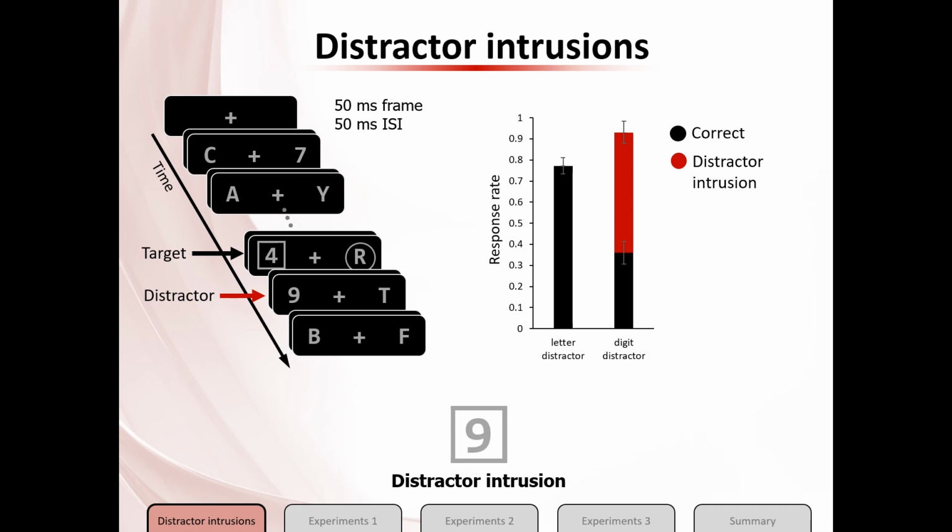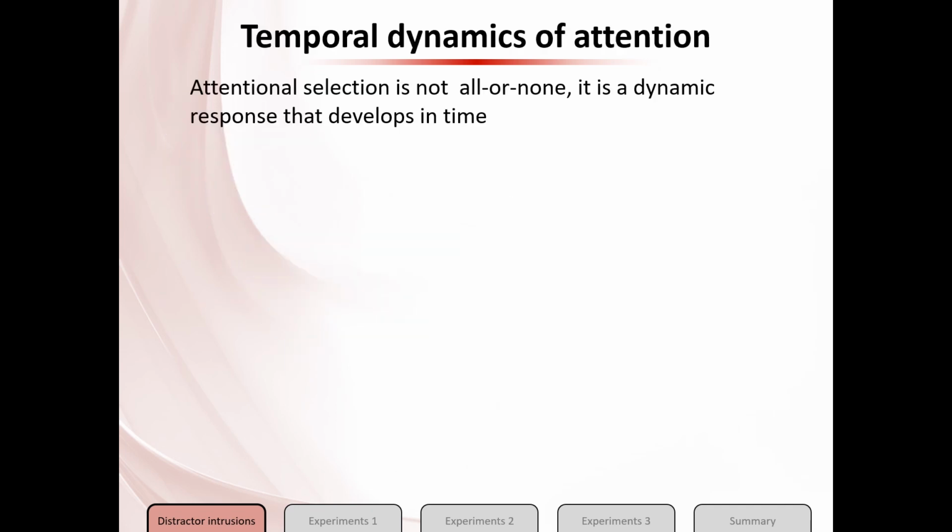So this phenomenon is called distractor intrusions, because the irrelevant distractor intrudes into our consciousness. Of course, that also means that it was accidentally encoded in working memory, even though it was irrelevant. How can we explain this finding? Well, an important but often neglected fact about attention is that it's not an all or none phenomenon. It's a dynamic response that develops over time. And importantly for us, it lingers even after the target disappears.